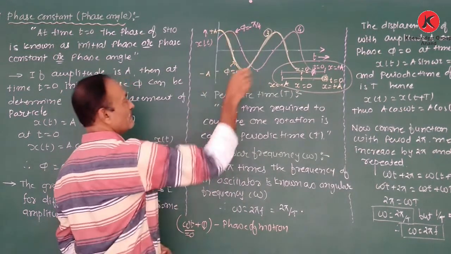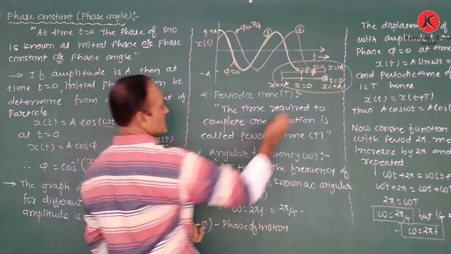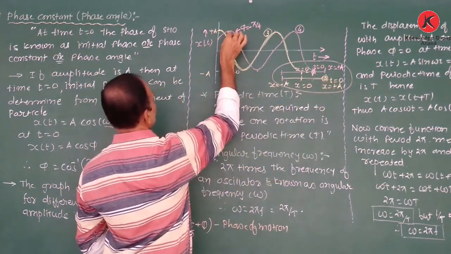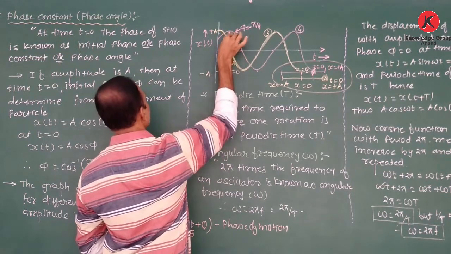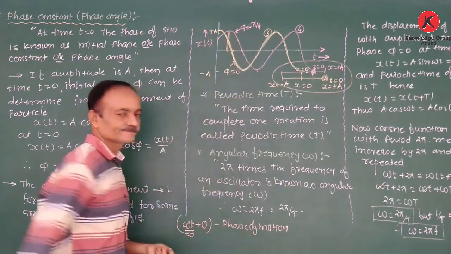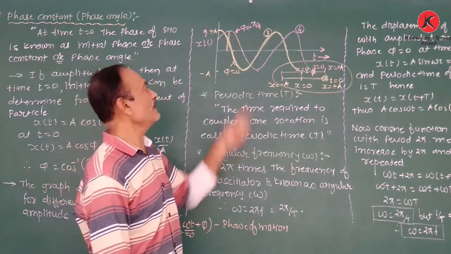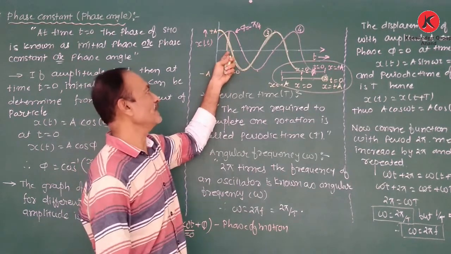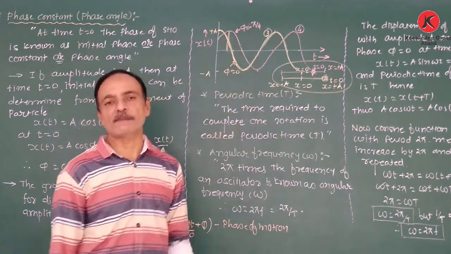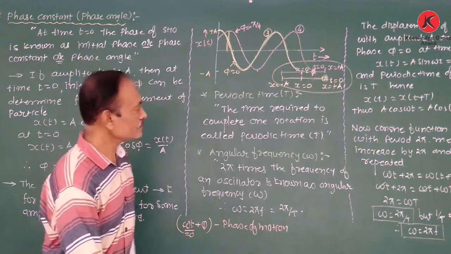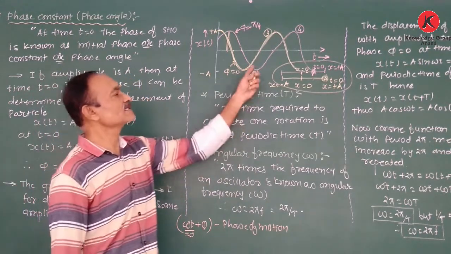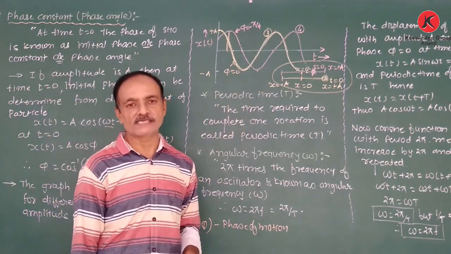So it attains the maximum, or it reaches the extreme point, after T by 8 time. Not T by 4, T by 8. That means the phase is minus pi by 4. So there is the concept of initial phase.